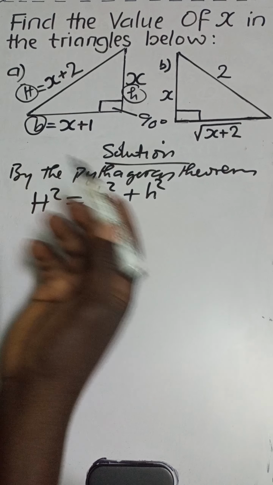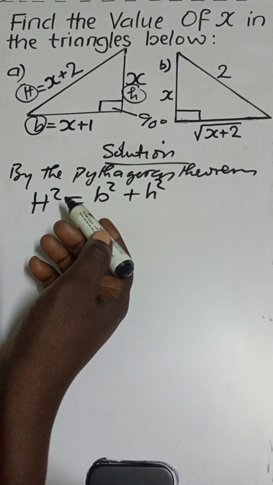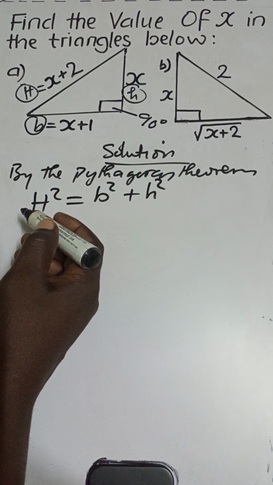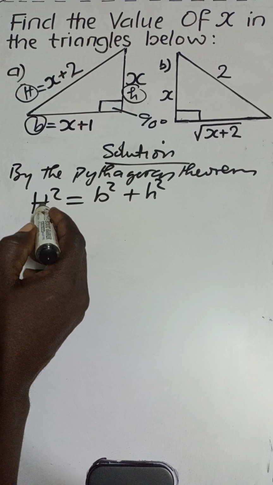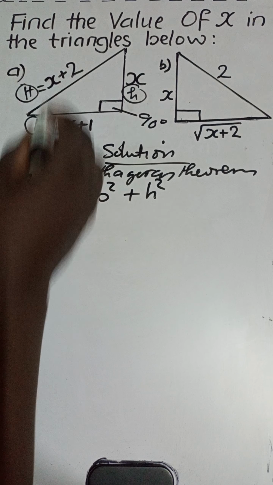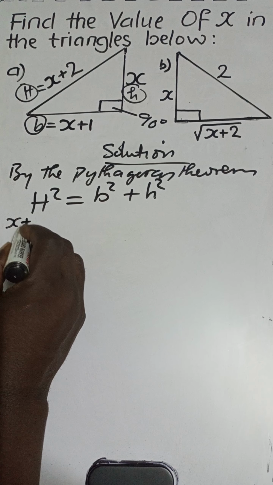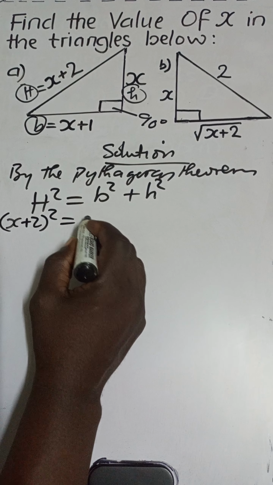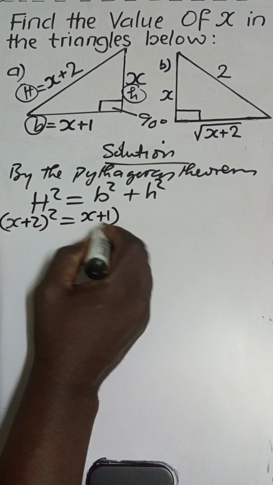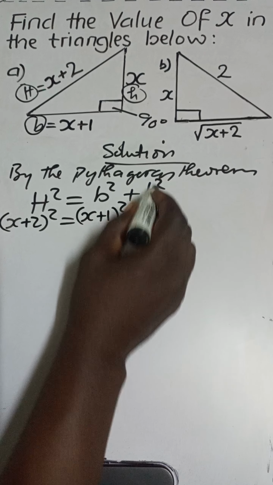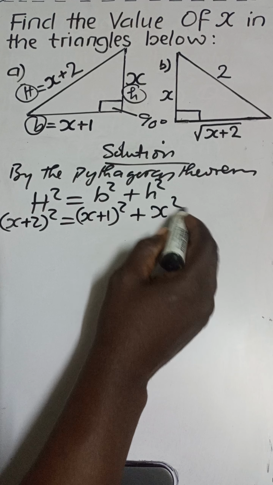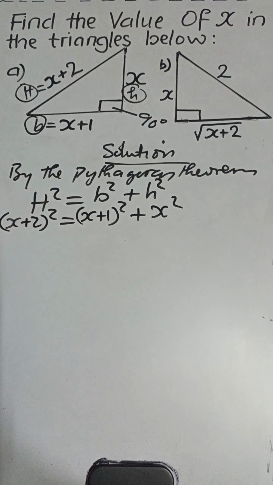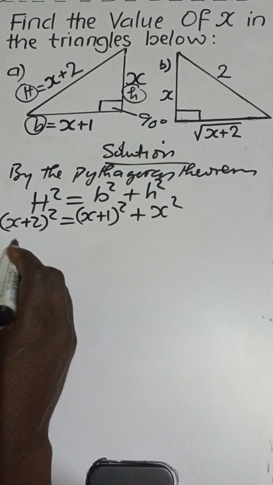Now, this is the theorem that is going to help us to be able to calculate the value of x. So let's go ahead and put the expression for the hypotenuse. The hypotenuse is x plus 2. So we square it. The base is x plus 1. We square it. And then the height is x. We also square it. This is the equation that will help us solve for the value of x.